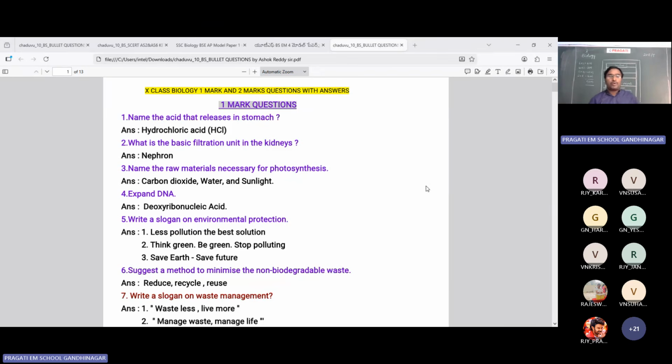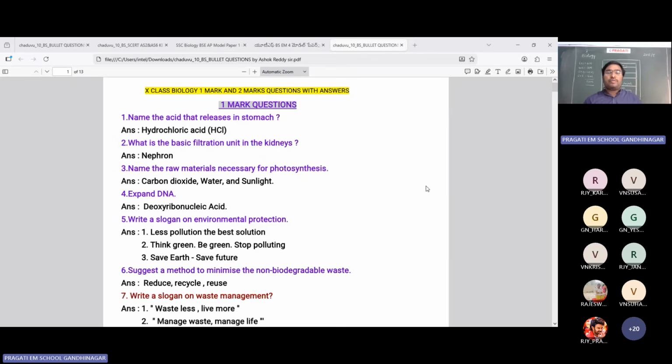HCl, hydrochloric acid. So yesterday, when I was showing the diagrams, we discussed the function of HCl also, isn't it, children? So HCl is helpful for removing bacteria. It kills the bacteria when it is present in food, and also it is helpful for the protein digestion process.